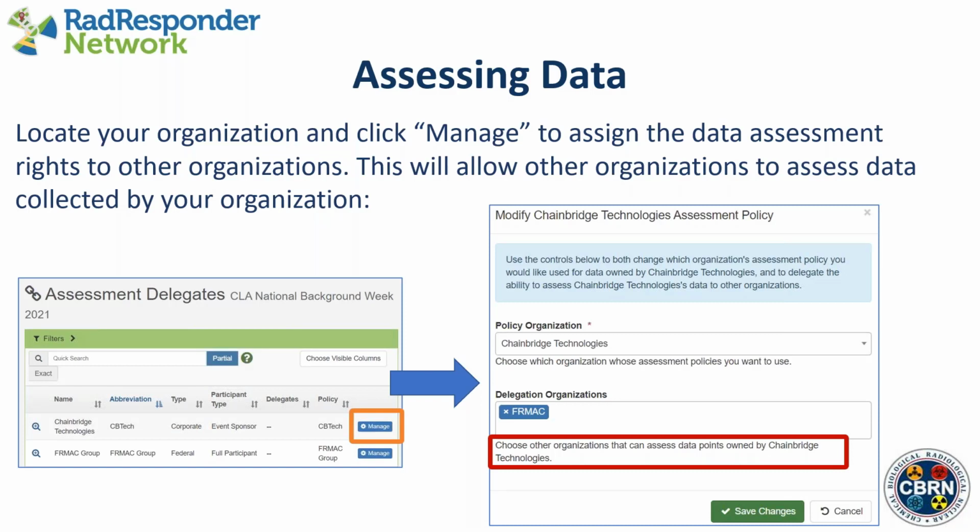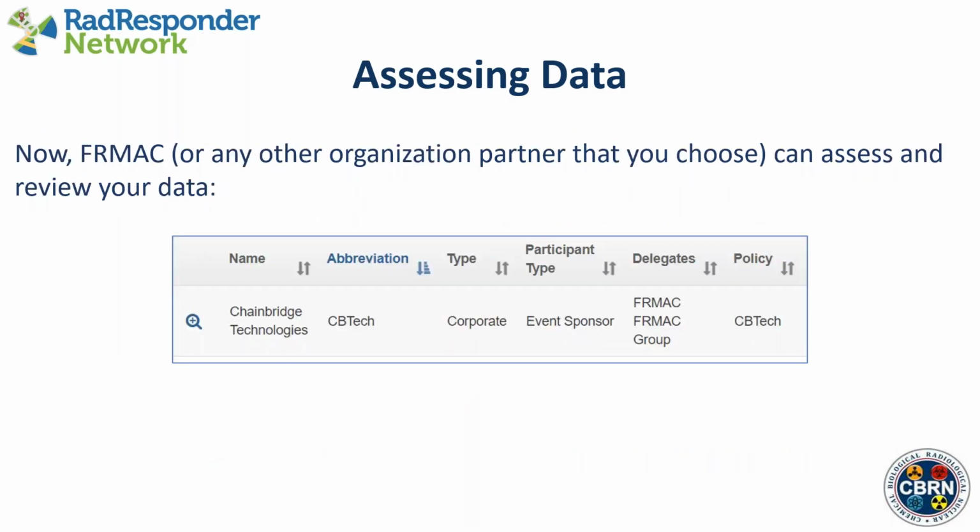Here is where you will see all of the event partners on your event. You need to locate your organization. Mine is Chainbridge Technologies, which entered the data, and click Manage. I then need to assign data assessment rights to other organizations by selecting them in the Delegate Organizations box. Highlighted in red here, it says choose other organizations that can assess data points owned by Chainbridge Technologies. I'll enter as many delegate organizations as I would like and click Save Changes. Now, under the Delegates column, FRMAC or any other organization partner that I choose can assess and review the data that my organization collected.